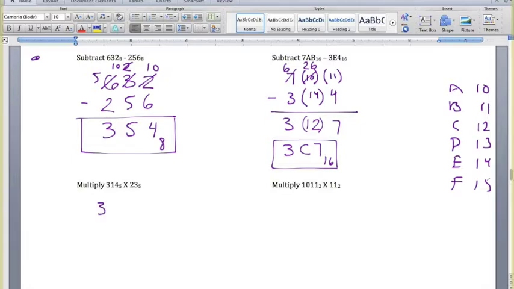Multiplication is really a lot like addition. Multiplication really is just repeated addition. We're adding over and over. We're going to multiply in the same format as we did in elementary school.